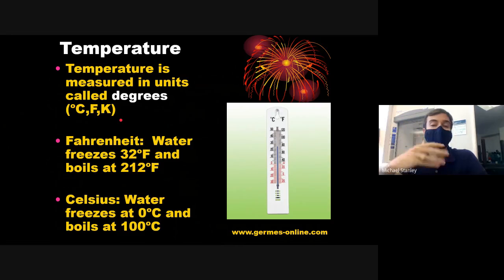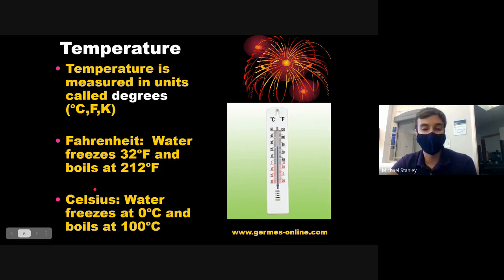So the scales work a little bit differently. In Fahrenheit, like we usually use, water freezes at 32 degrees and boils at 212 degrees Fahrenheit, right? If you stuck a thermometer into a puddle of water as it froze over in the wintertime, somewhere that got cold enough for water to freeze, it would measure 32 degrees. If you stuck your thermometer in a boiling pot of water, it's going to measure 212 degrees Fahrenheit.